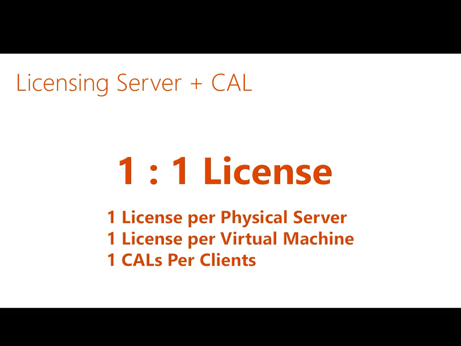One license for a physical server, we don't count the number of cores. One license per virtual machine, we don't even count the number of cores. Again, for server and CAL, you can install the license on a physical server or on a virtual machine, and we don't count the number of cores, it's just one. And then one client license per client, if it's a user CAL or a device CAL.